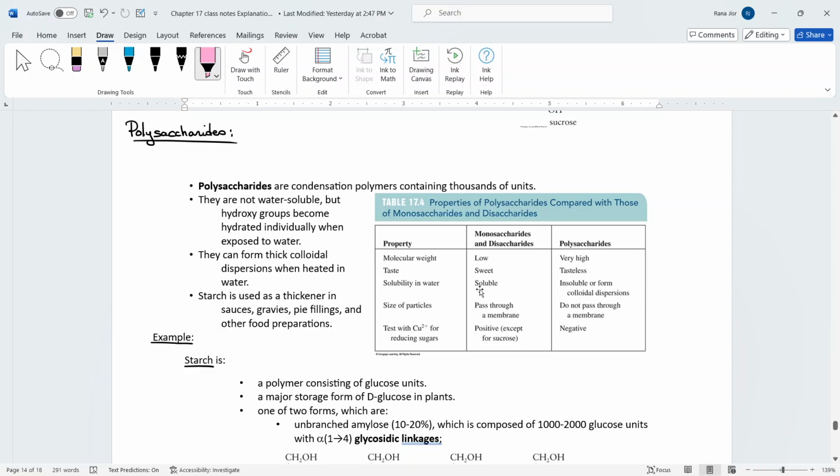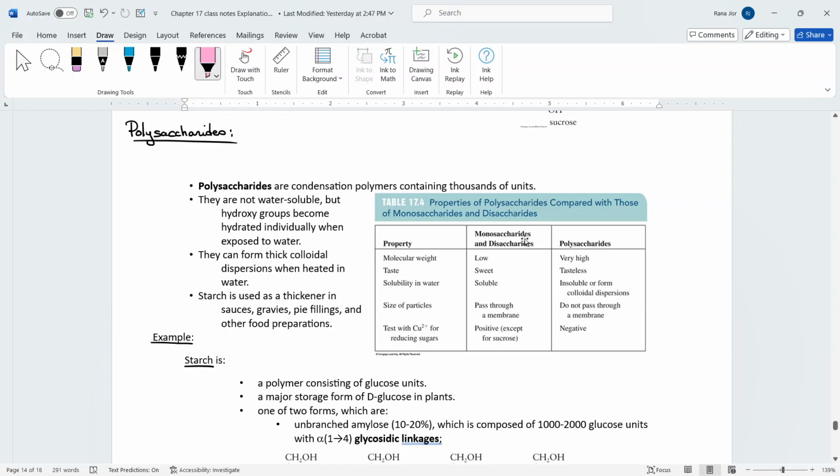Okay. If you look at the properties of polysaccharides, because they are polymers, they have very high molecular weight. They are tasteless. They have no taste compared to monosaccharides and disaccharides. Monosaccharides and disaccharides are sweet. These are smaller molecules compared to polysaccharides. Disaccharides and monosaccharides are water soluble, but polysaccharides are insoluble. They do form colloidal dispersions in water.